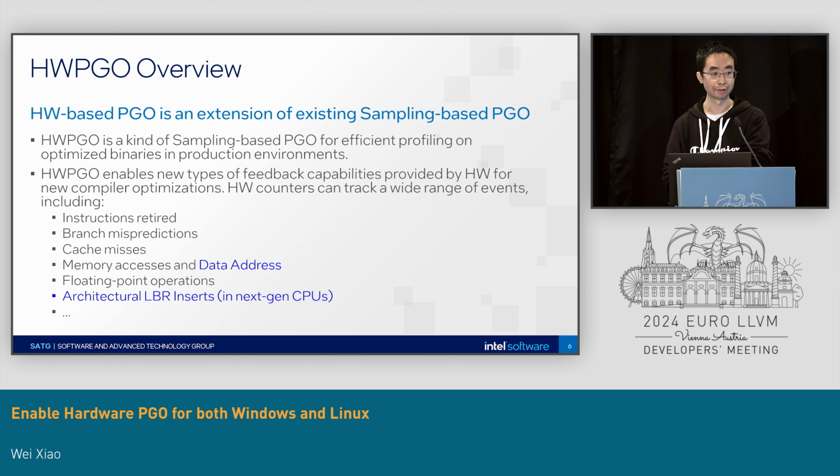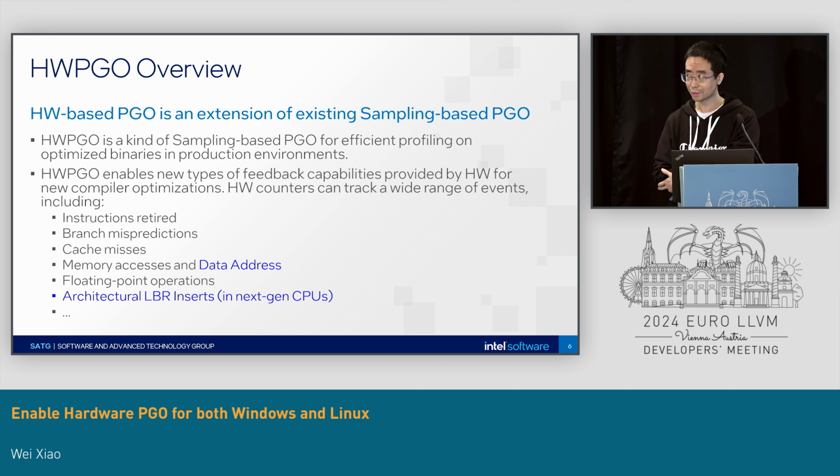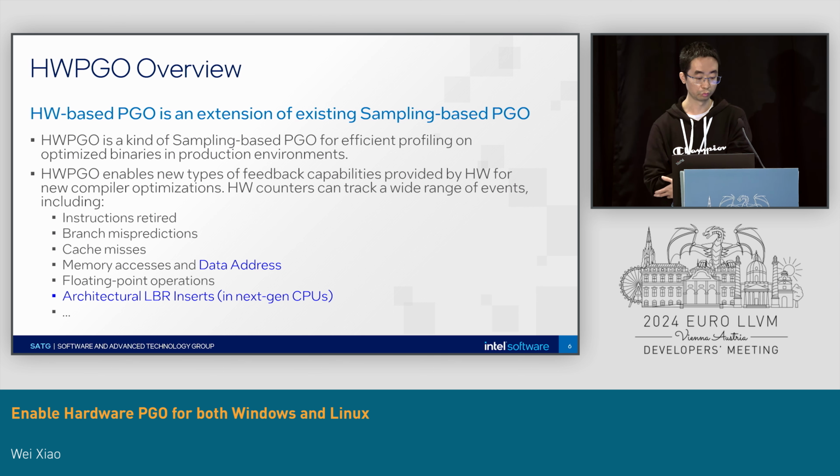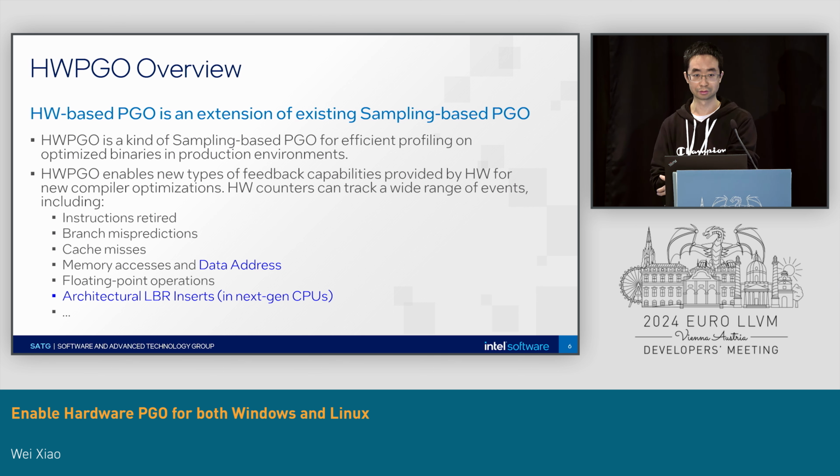For example, we can track the branch misprediction. We can track the cache misses of both data and instruction. We can even track the memory access and the data linear address of each load and store instruction. So we can do new things with all of this advanced hardware capability.